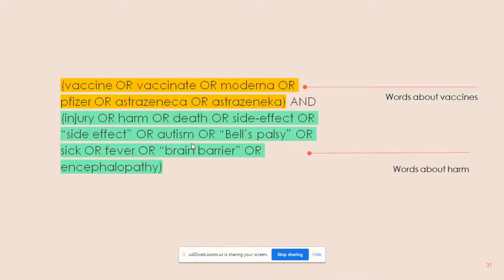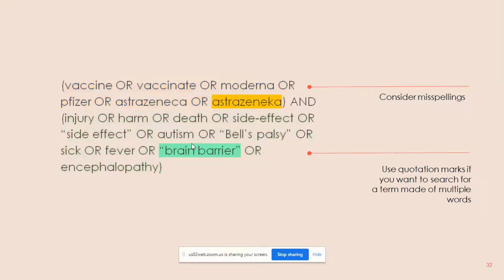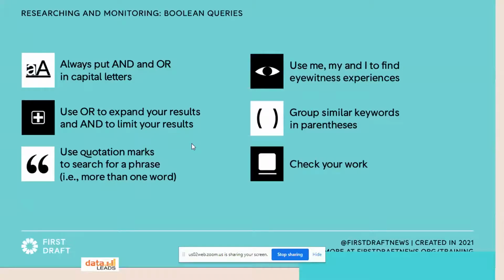In this case, what will happen, you'll get a lot of results wherein the vaccines, it could be any vaccine, and the harmful effects, and it could be any harmful effects like brain barrier, autism, side effect, everything will come in the result on the search engine result page. Consider misspellings also. This is what I said earlier also. There are a lot of people who search content with misspelled words. So that becomes very important when we are searching content online. So here, I have actually given an example of some of the spelling mistakes.